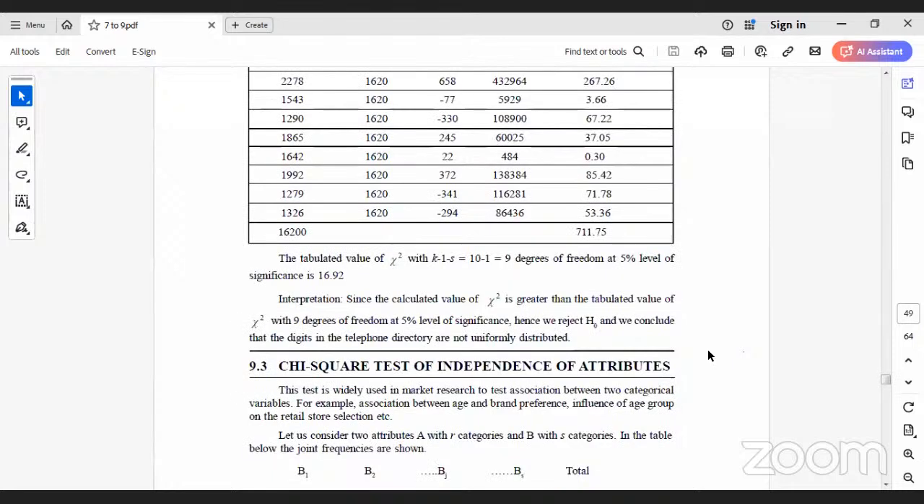So therefore, the tabulated value of chi-square with 9 degrees of freedom at 5% level of significance is 16.92. But the calculated value is greater, so at 5% we reject H0. We conclude that the telephone directory digits are not uniformly distributed.